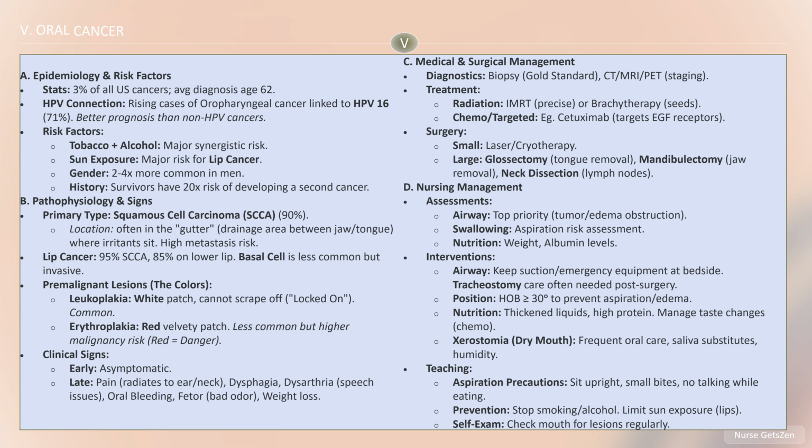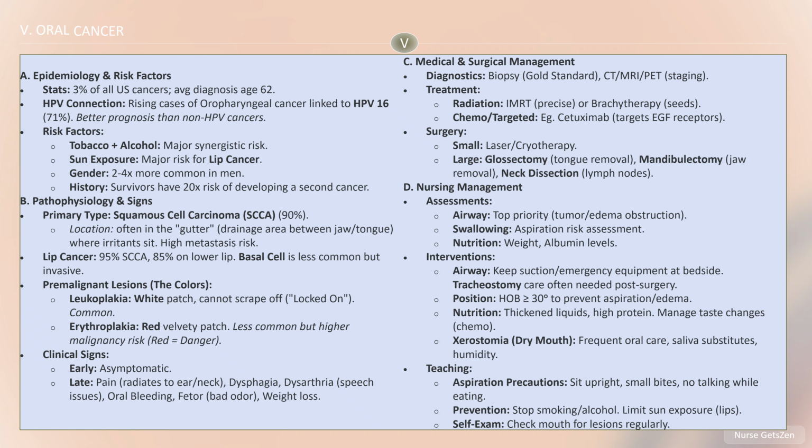We have the types: squamous cell carcinomas, about 95% of lip carcinomas, and 85% occur on the lower lip. The basal cell carcinomas are less common but tend to grow slowly and are invasive over time.